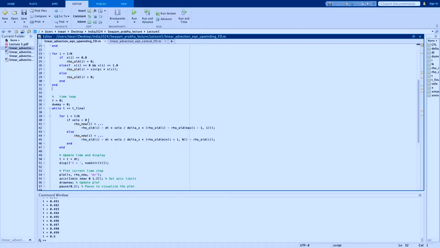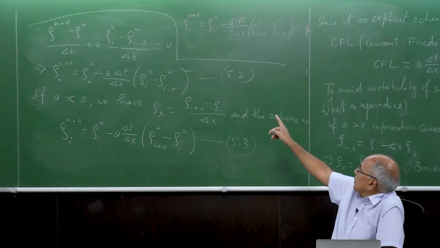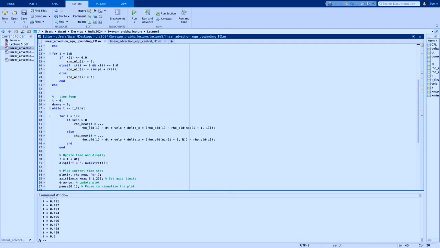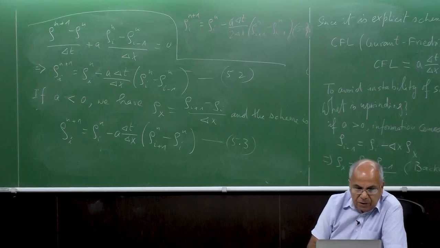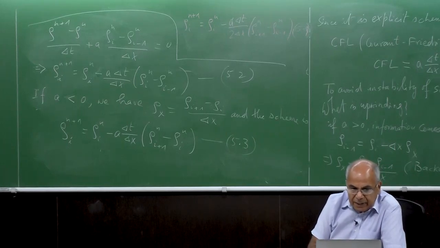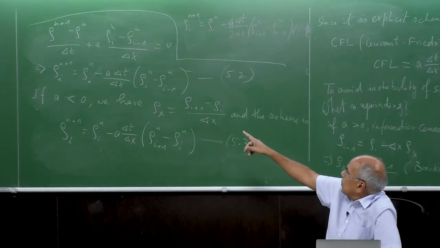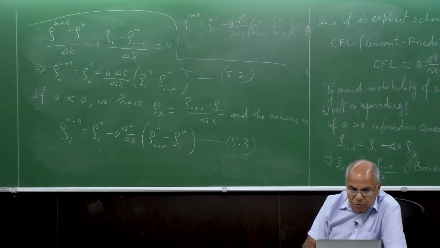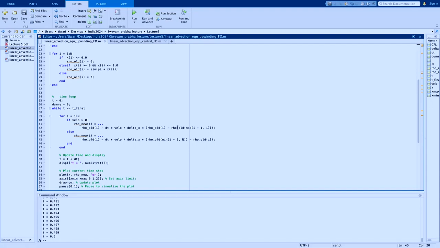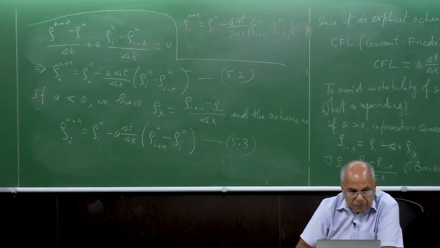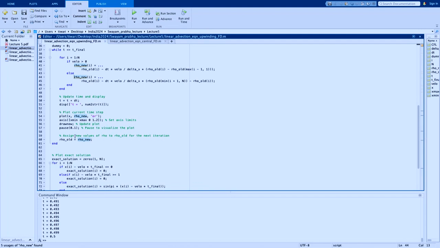Now if the velocity is positive, so A is positive here, what we get is 5.2. So we get the backward difference formula. Here 5.2 says that rho new is equal to rho old minus A, the velocity, times delta t divided by delta x, times the value inside the bracket, rho i old minus rho i minus 1 old. And if it is negative, then we get equation 5.3, which is this else condition. Everything else is fine, nothing to be changed.